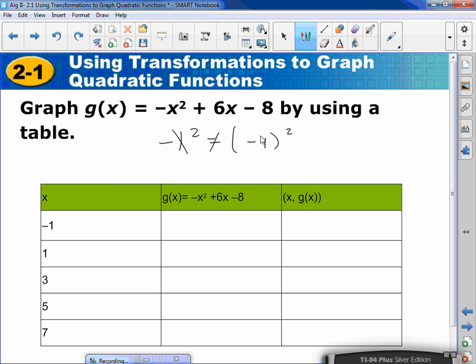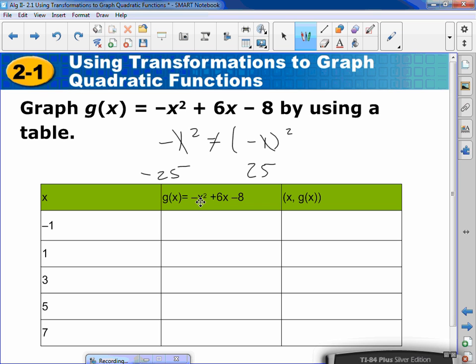Here, I'll put x's here. If you give me a number, 5, what's negative 5 squared? Negative 25, because it's negative whatever 5 squared is. This one is saying negative 5 times negative 5, which is 25. They're not the same. And the calculator does not know the difference. If you type it in incorrectly, it will give you whatever you typed in.